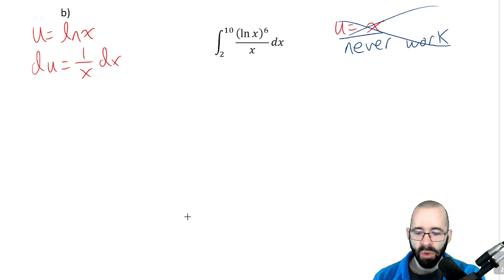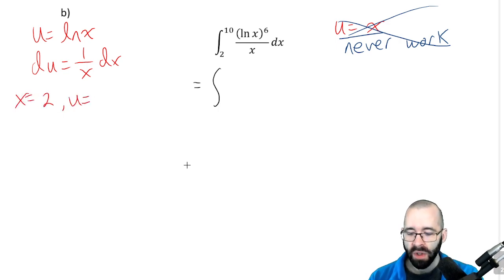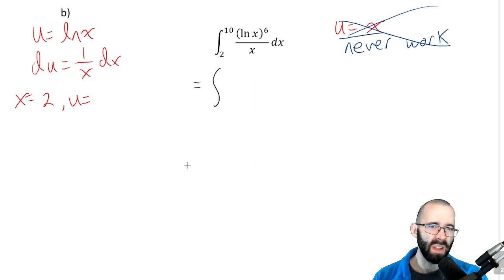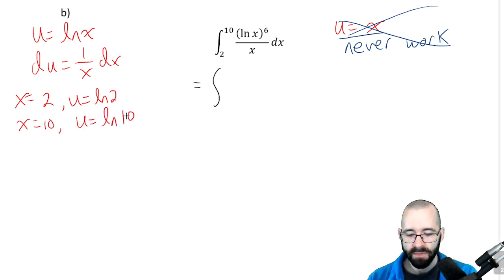Now let's be a little bit more careful with our substitution this time. We're going to have the integral from, let's convert these to u's right off the bat. Why not? If x is 2, what is u? This is going to be a little ugly. If x is 2, u is the natural log of 2. And if x is 10, u is going to be the natural log of 10. So again, I'm just going to be very specific here that u is the natural log of 2 up to the natural log of 10.